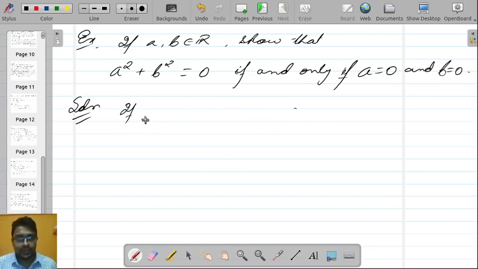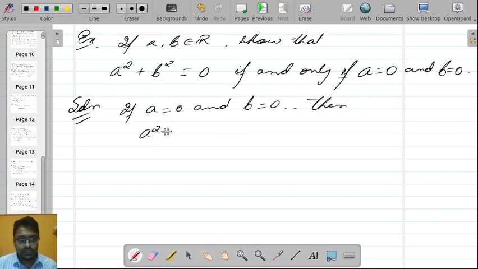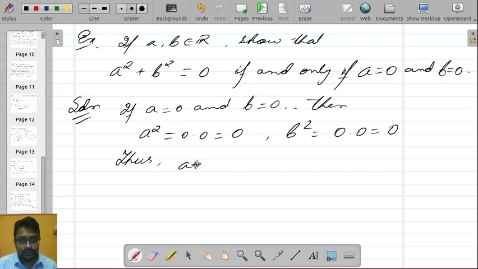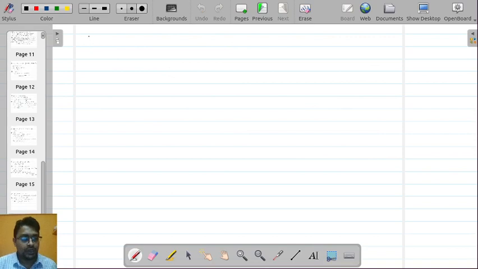If a equal to 0 and b equal to 0, then what is a square? a square is 0 into 0, which is equal to 0. b square is 0 into 0, that is 0. Thus a square plus b square is equal to 0 plus 0, which is also equal to 0. Right, so one part we have shown. The other part is, conversely, let a square plus b square equal to 0.